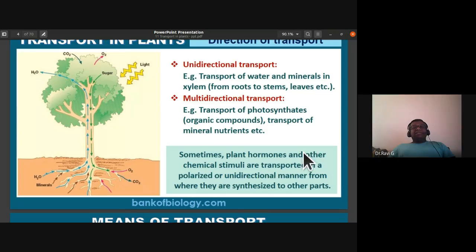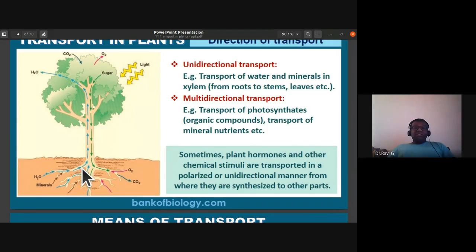Okay, sometimes the plant hormones and other chemical stimuli are also transported in a polarized or unidirectional manner from where they are synthesized to the other parts of the plant. So plant hormones, you know that the definition is they are chemical messengers which are secreted in minute quantities, and it has its effect at the target region. So it might not have any effect at the region where it is secreted, but it has its effect at the target region. Okay, so here the plant hormones, they don't have any blood for transportation.